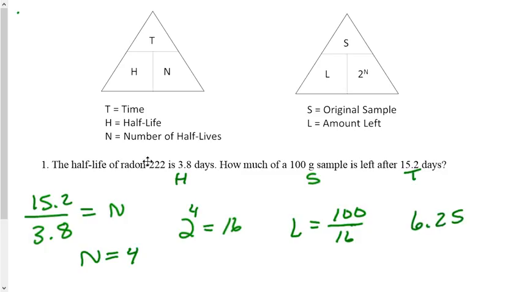But then I go back and figure out, so what's my unit here? Oh, that's grams. So I see the letter G there. So I'm going to write grams there. So again, remember, L is what's left after this much time goes by. And that's how you use the triangle. Let's try another example just to see if we got it.